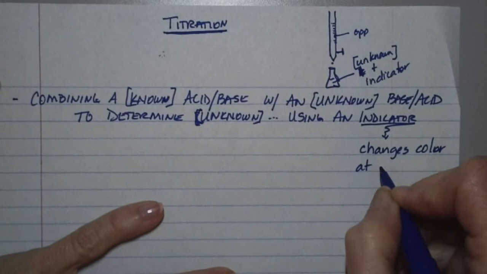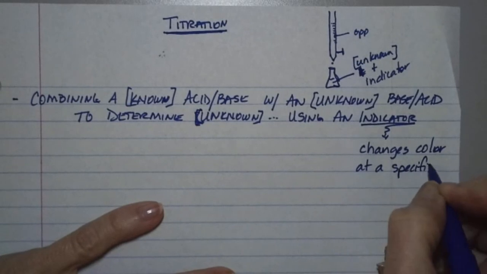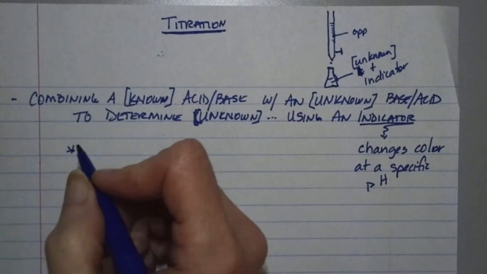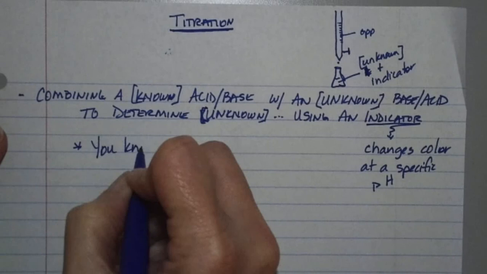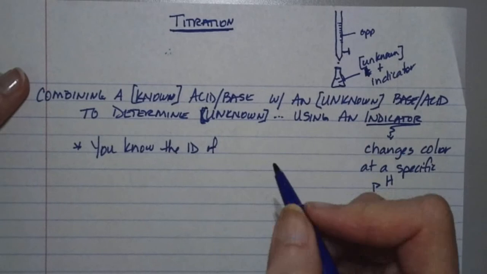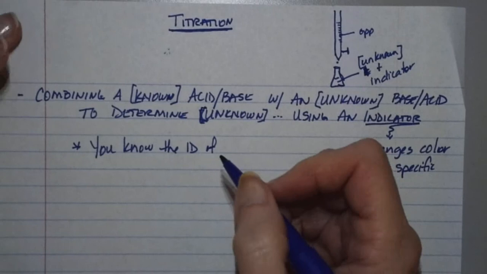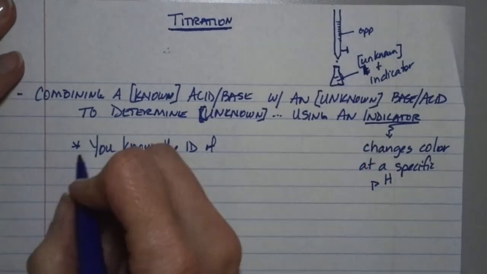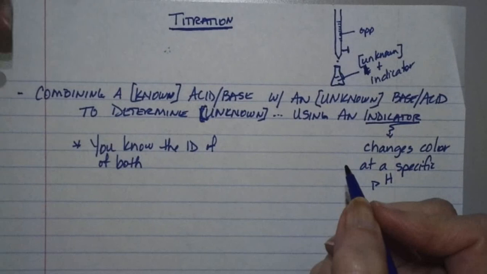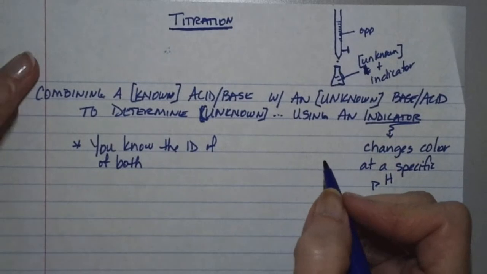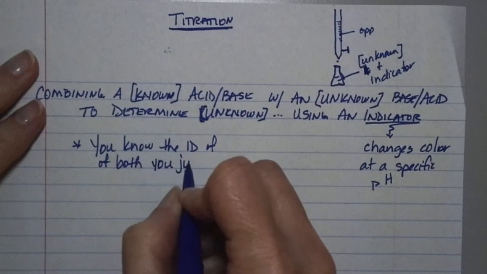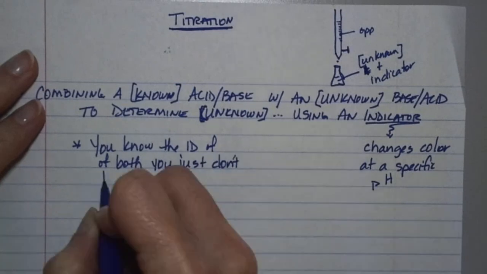Okay, so here's the kicker. You know the identity of both. And I had someone really get confused about this. You know what they are. You know, oh, hey, that's sodium hydroxide, or that's hydrochloric acid, or that's magnesium hydroxide, or whatever. So you know the identity of both, you just don't know the concentration of one of them.